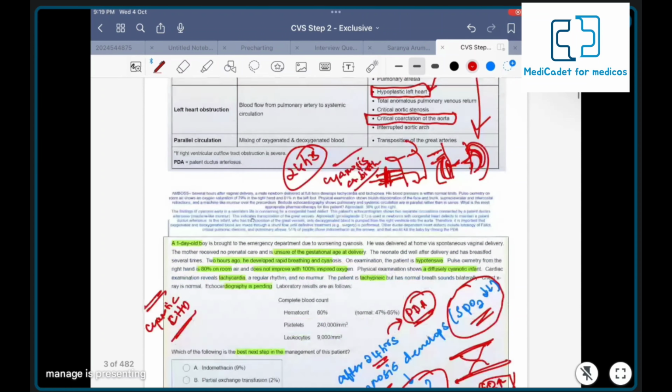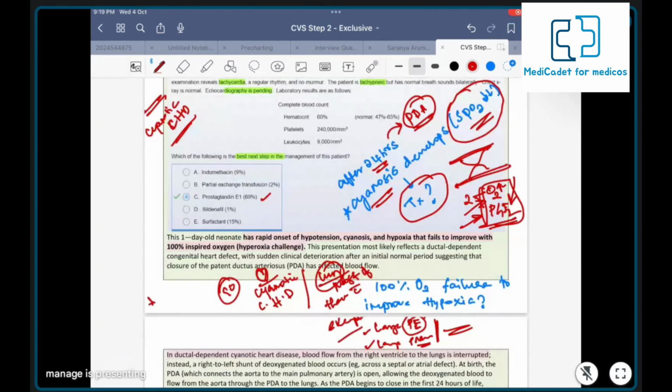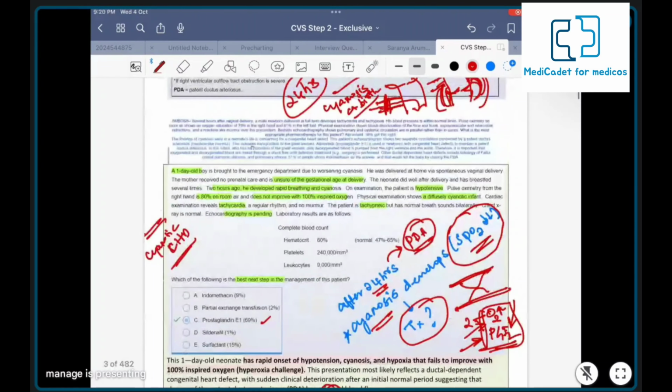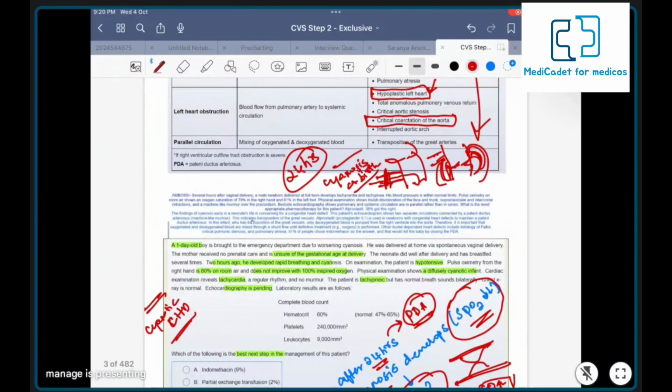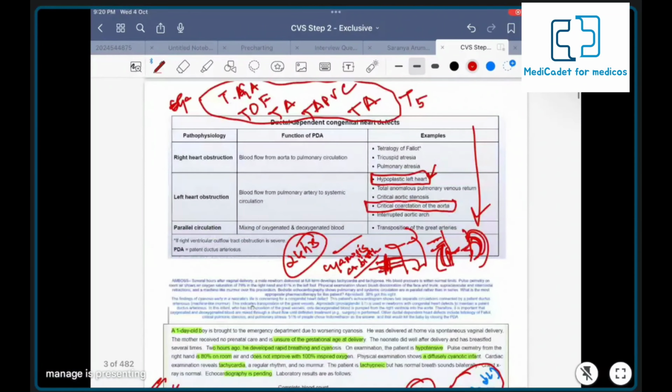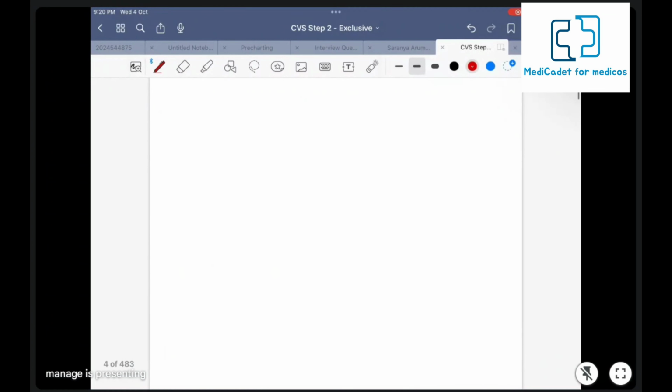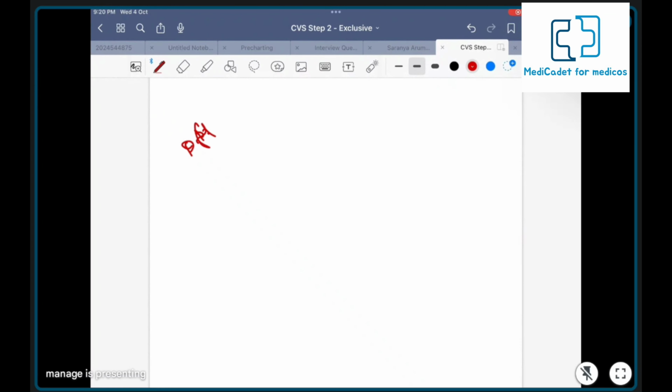I want to discuss something else here as well. Can you tell me the differential diagnosis for differential cyanosis? There are a few conditions, but the things they will ask in UWorld or in Step 2 are two. One is persistent pulmonary hypertension. If you're almost done with UWorld, you would know that there are a lot of questions on persistent pulmonary hypertension.